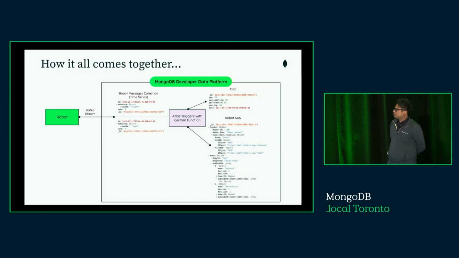So how it all comes together is the robot is sending messages through a Kafka connector. As you may know, we provide Kafka source and sink connectors, and we use them in our factory testbed as well. Once the data is in, the schedule trigger runs, and it updates the other collections with the necessary data. You can have more than one trigger running if you want, or you can put all these business requirements in one trigger and do the calculations there.